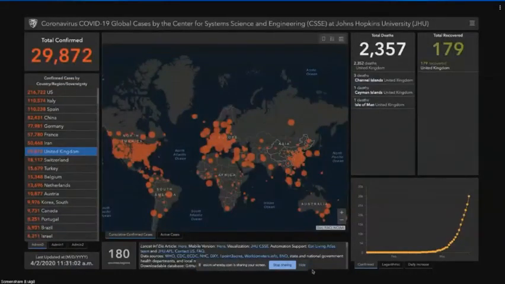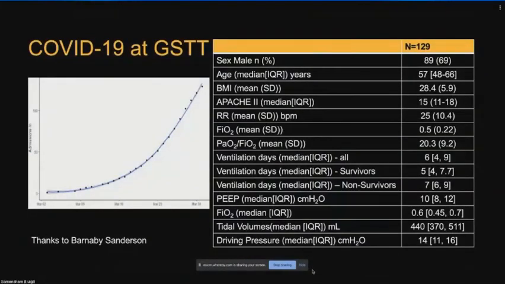So first of all, on the first slide, you can see that the United Kingdom is rapidly catching up with the rest of Europe in terms of numbers of confirmed cases. And here, GSTT, Guy's and St Thomas's, you can see the curve of patients who are ventilated with COVID is rapidly increasing, reflecting the kinetics of the pandemic in Europe and in the UK.